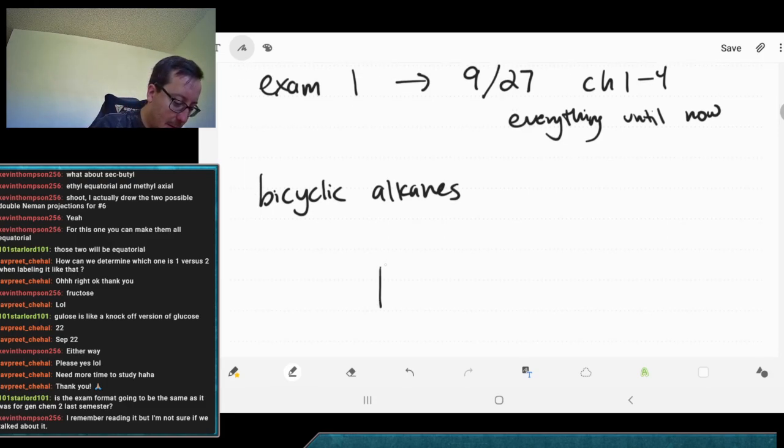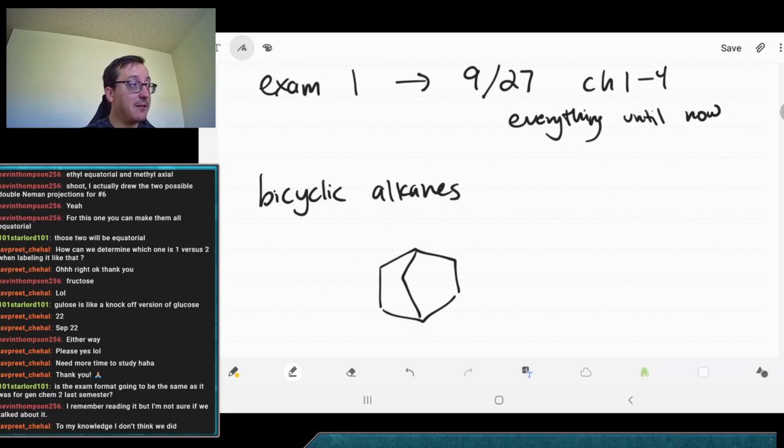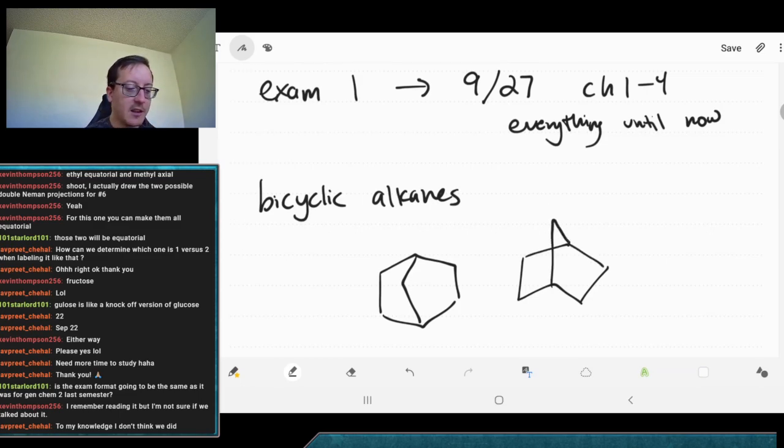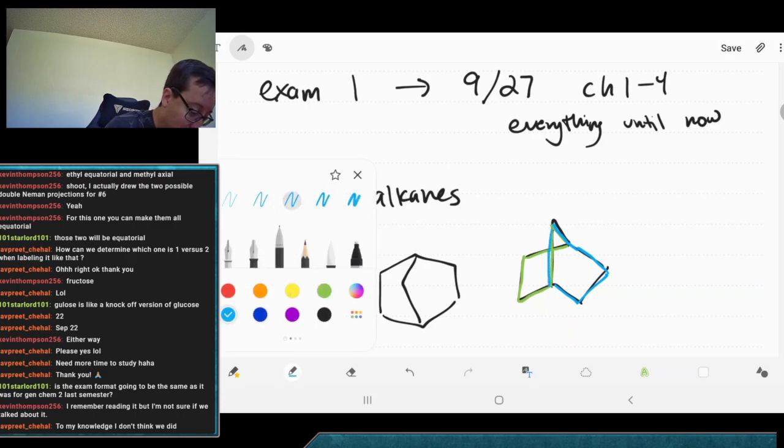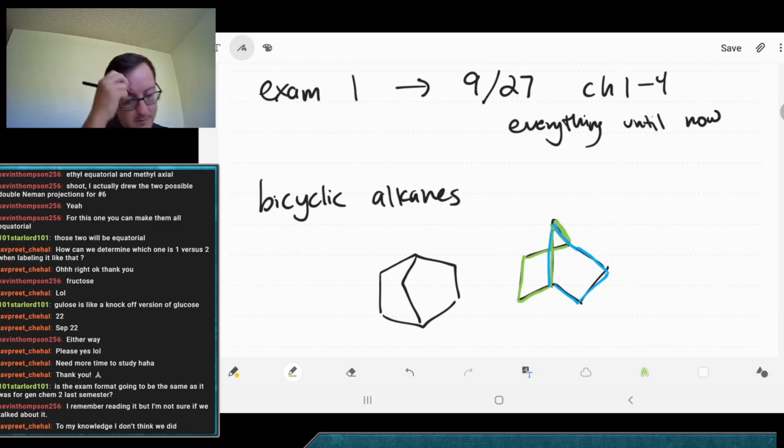So something like this can be visualized as a 2-dimensional drawing. It could also be drawn this way, where it's a little bit more 3D. So you can see here we have 2 rings at the same time. We have the first ring in green, and then we have the second ring in blue. Some of these are the same, so we're going to see that 2 of these are both blue and green, that middle one.